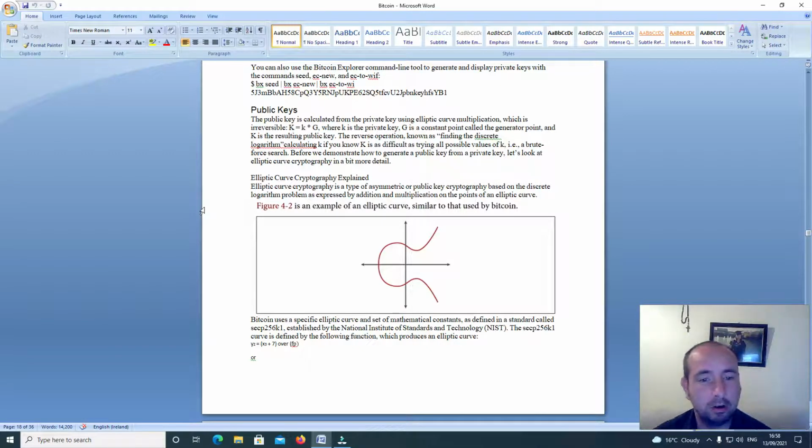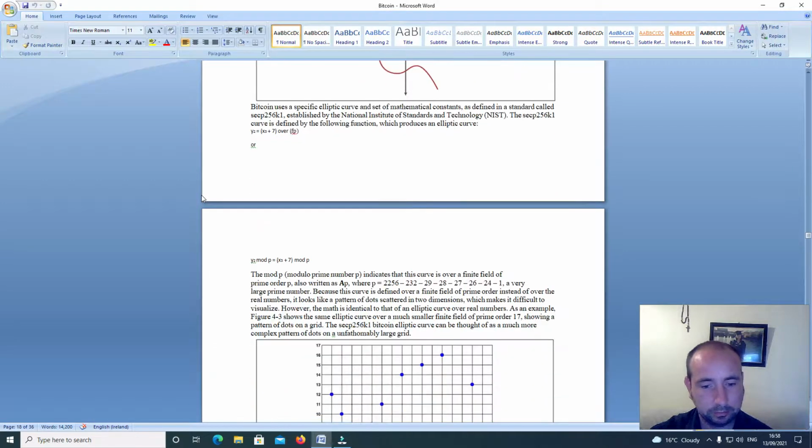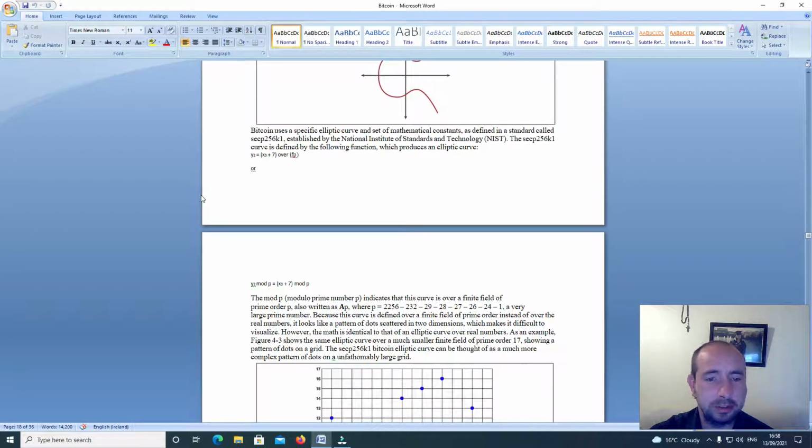elliptic curve cryptography in a bit more detail. Elliptic curve cryptography is a type of asymmetric or public key cryptography based on the discrete logarithm problem, as expressed by addition and multiplication on the points of an elliptic curve. Figure 4-2 is an example of an elliptic curve similar to that used by Bitcoin. Bitcoin uses a specific elliptic curve and a set of mathematical constants, as defined in a standard called secp256k1, established by the National Institute of Standards and Technology (NIST).